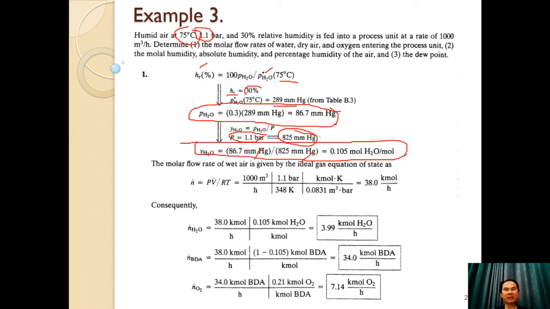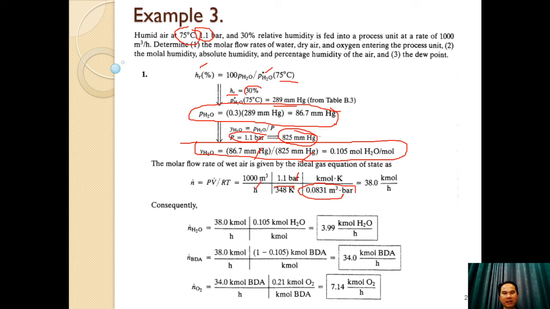But if the pressure is low enough to use the ideal gas law, PV = nRT, you can solve for n. You know the total pressure is 1.1 bar. V dot is 1,000 cubic meters per hour, and R is 0.08314 cubic meters bar per kilomole Kelvin.